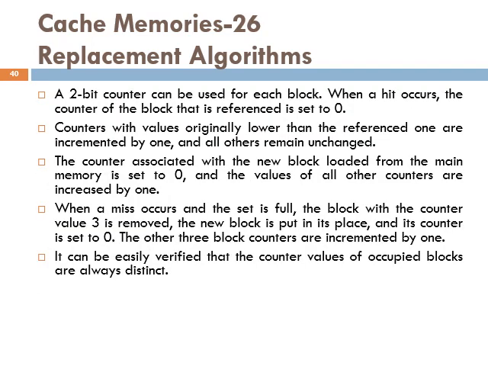To use the LRU algorithm, the cache control must track references to all blocks as computation proceeds. Suppose it is required to track the LRU block of 4-block sets in a set associative cache. A 2-bit counter can be used for each cache block. When a hit occurs, the counter of the block that is referenced is set to 0. Counters with values originally lower than the referenced one are incremented by 1, and all others remain unchanged. The counter associated with a new block loaded from the main memory is set to 0, and the values of all other counters are increased by 1.